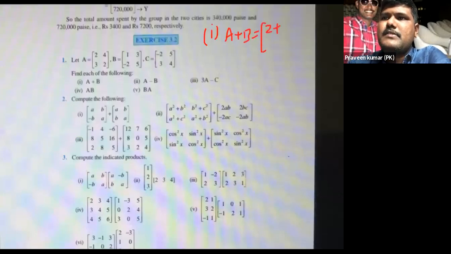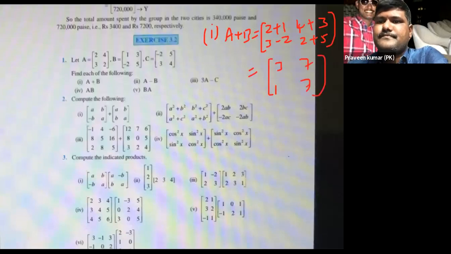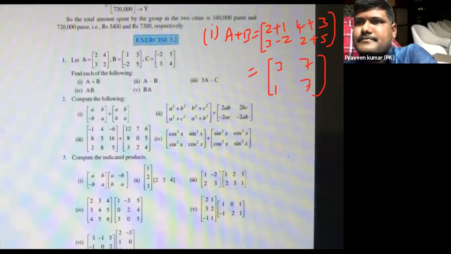2 plus 1, 4 plus 3, certain elements we need to add now. 3 minus 2, 2 plus 1. What will you get as the answer? Correct. 3, 7, 1, 7. Understood, everyone?